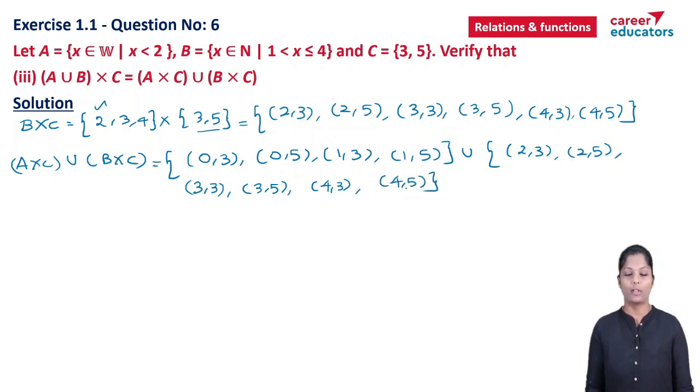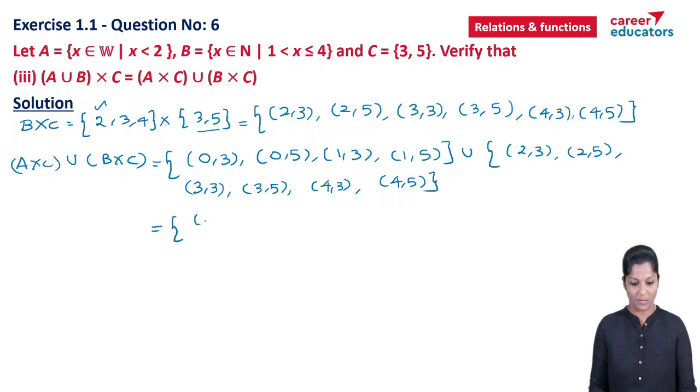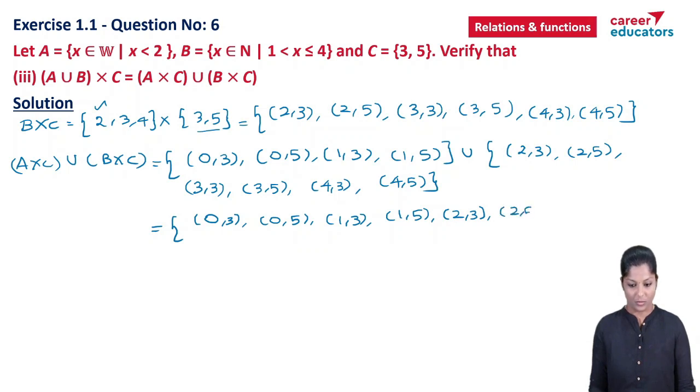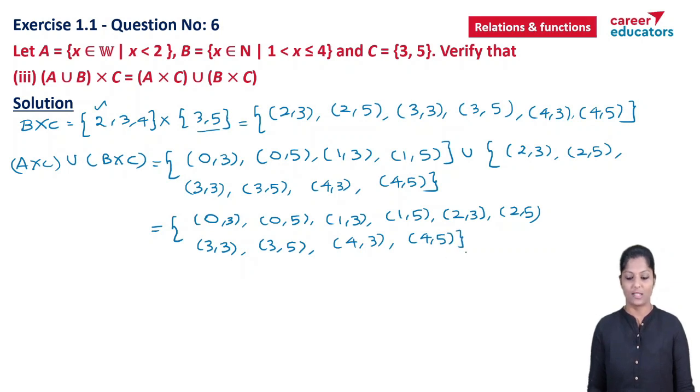If we combine all the elements of A cross C and B cross C, we will get 0, 3, 0, 5, 1, 3, 1, 5, 2, 3, 2, 5, 3, 3, 3, 5, 4, 3 and 4, 5. Now we got RHS. We'll mark this as 2.